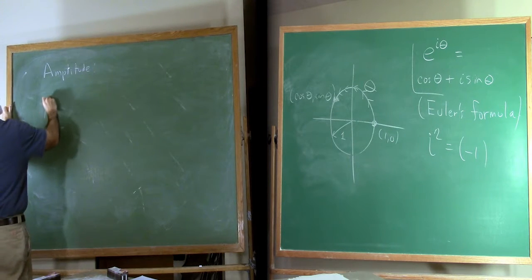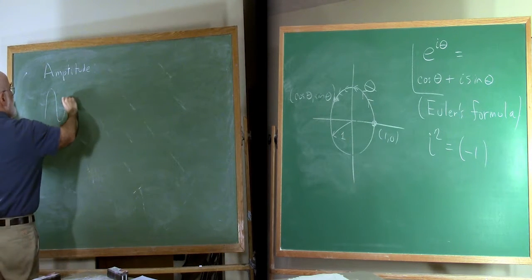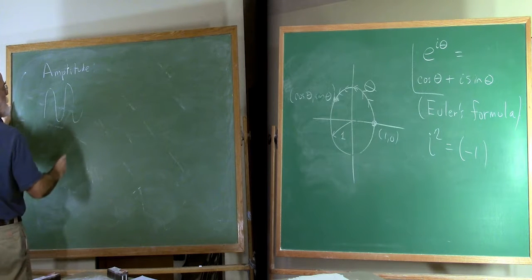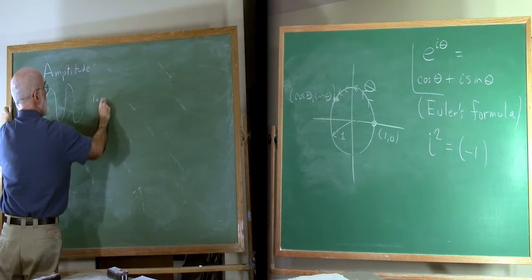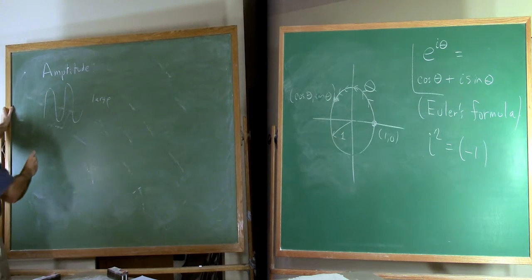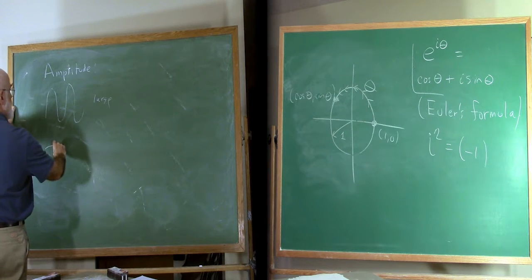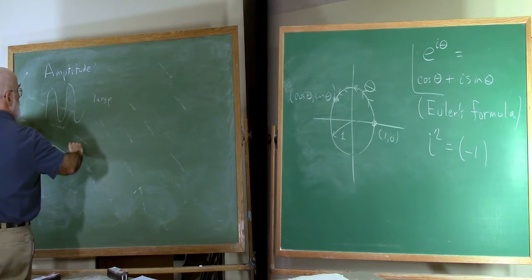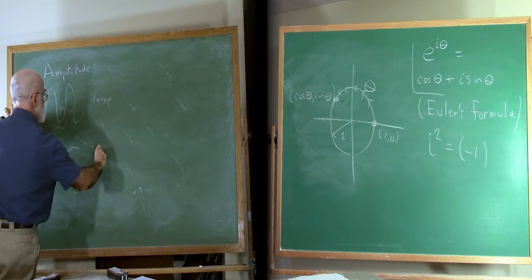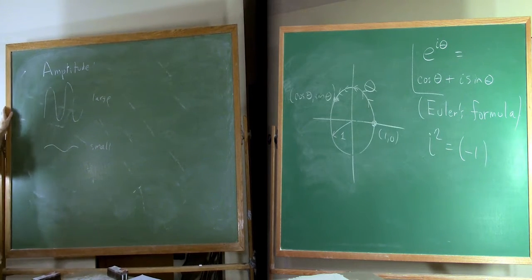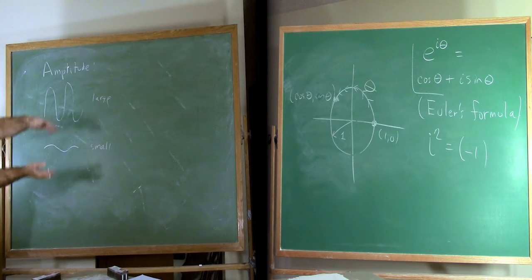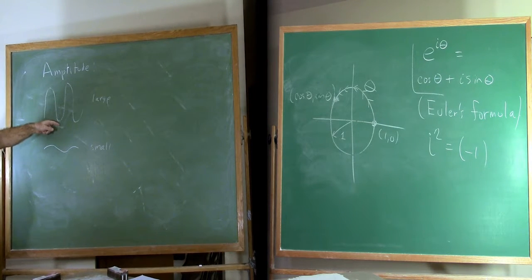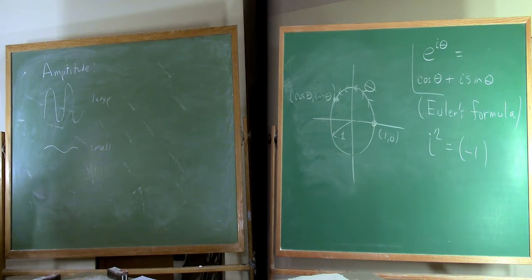Here's a large amplitude. And here's a relatively small amplitude. We're talking about how tall the graph is. Very tall, very short, very tall, very short. That's amplitude.